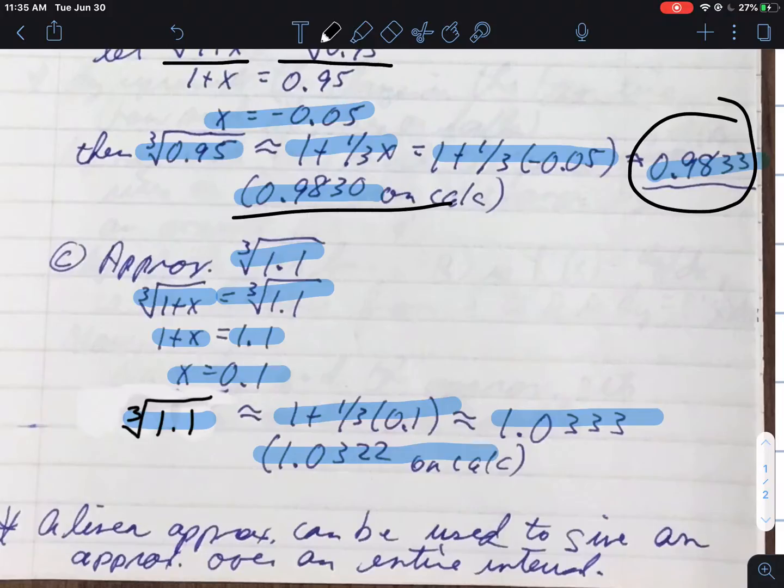This last little statement that I have here says that a linear approximation can be used to give an approximation over an entire interval. Here we're just looking at approximating at a specific point, as long as we're reasonably close to that point. But what about an approximation over an entire interval? How much is my function changing between 2 points? Can I come up with an approximation for how much the function value changes over an interval instead of just at a specific point?